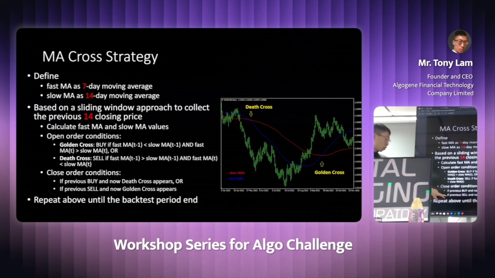Another situation is that if our previous signal was a sell signal, and now it becomes a golden cross signal, then we will close our previous sell position. So we just repeat the same logic. We apply it to the historical period and repeat the whole process.